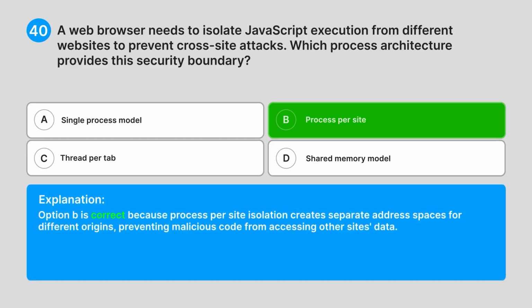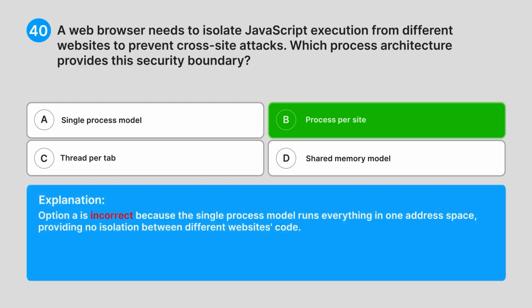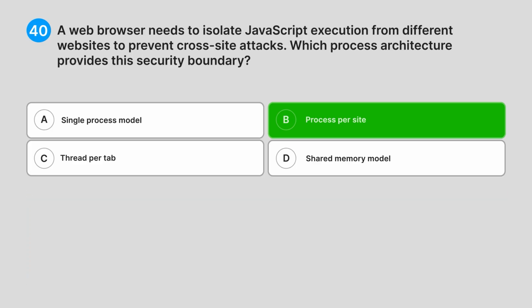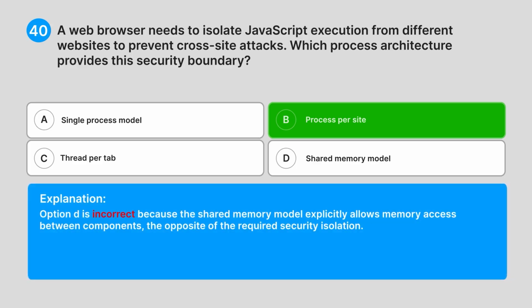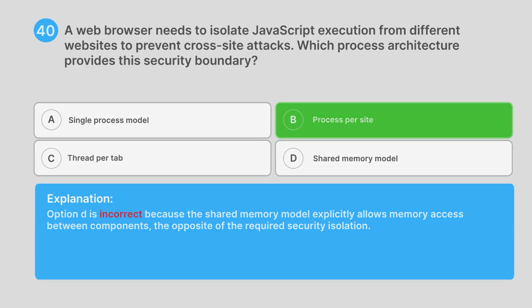Explanation: option B is correct because process per site isolation creates separate address spaces for different origins, preventing malicious code from accessing other sites' data. Option A is incorrect because the single process model runs everything in one address space, providing no isolation between different websites' code. Option C is incorrect because thread per tab shares memory within the same process, which is insufficient for preventing cross-site security attacks. Option D is incorrect because the shared memory model explicitly allows memory access between components, the opposite of the required security isolation.